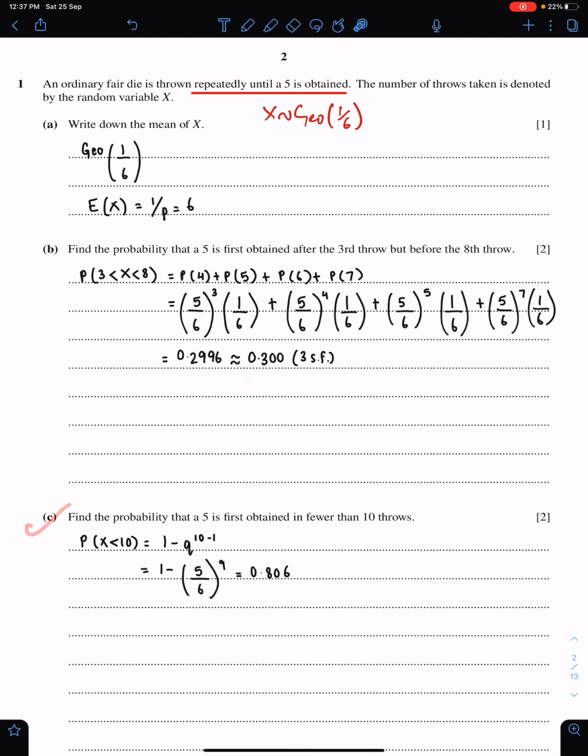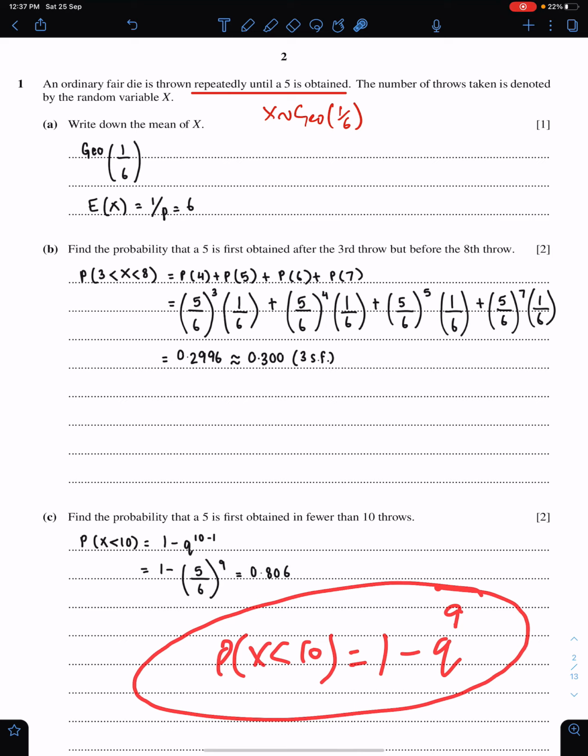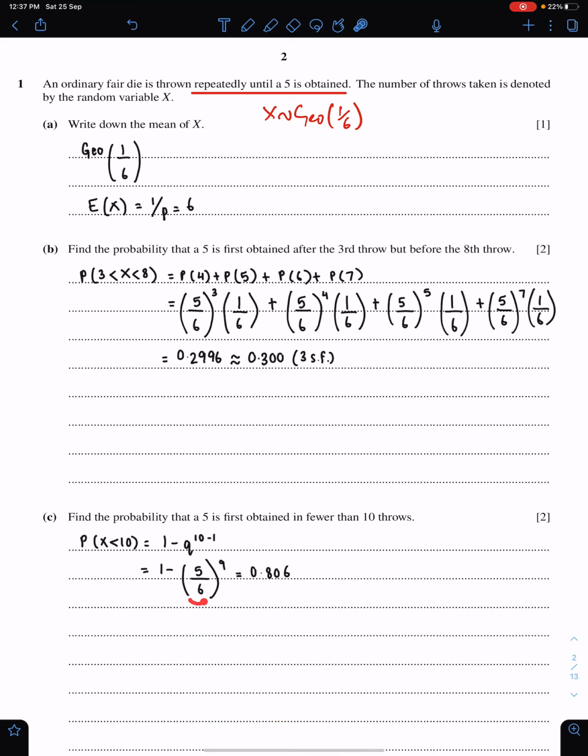Part C. Find the probability that a 5 is first obtained in fewer than 10 throws. This is the formula of fewer than 10 throws. Like probability x less than 10 is 1 minus q power 10 minus 1, which is 9. So with the help of this formula, we can get this probability. q is 5 upon 6. So this is the answer up to 3 significant figures.